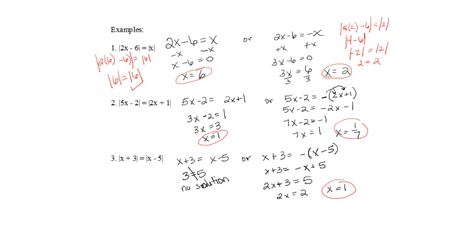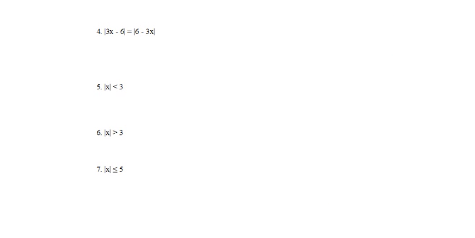This one's simple. 1 plus 3 is 4. 1 minus 5 is negative 4. The absolute value of 4 is equal to the absolute value of negative 4. Let's get a couple more examples.